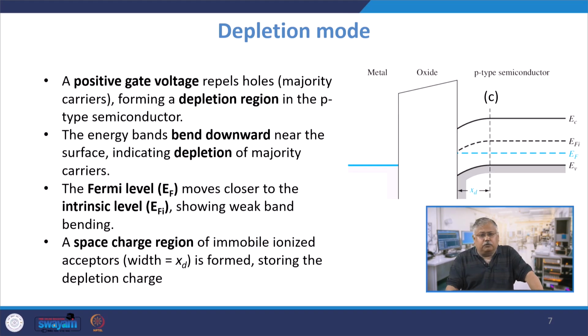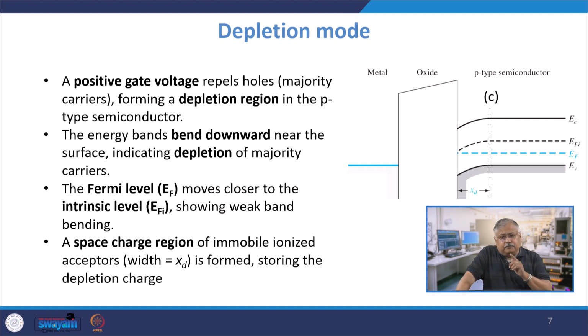Let's come to the second mode, which is the depletion mode. So initially it was negative. Now what I do, I apply a positive gate bias on the metal side, right. When you apply a positive gate bias, the holes are basically repelled away from the interface. When they are repelled away, then at the interface the hole concentration actually reduces.